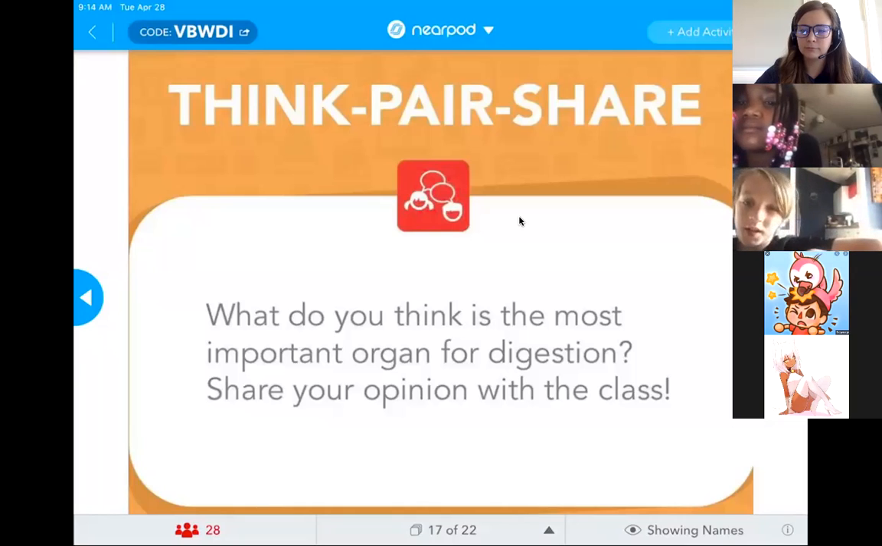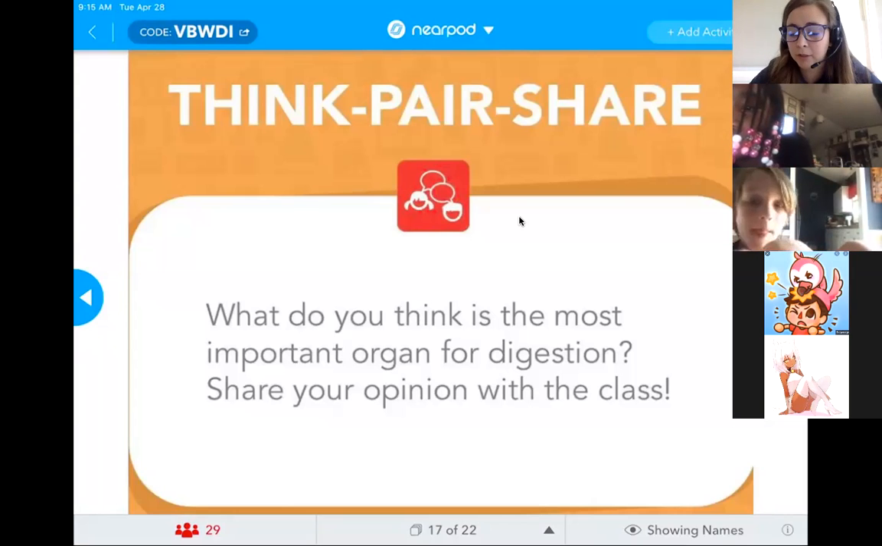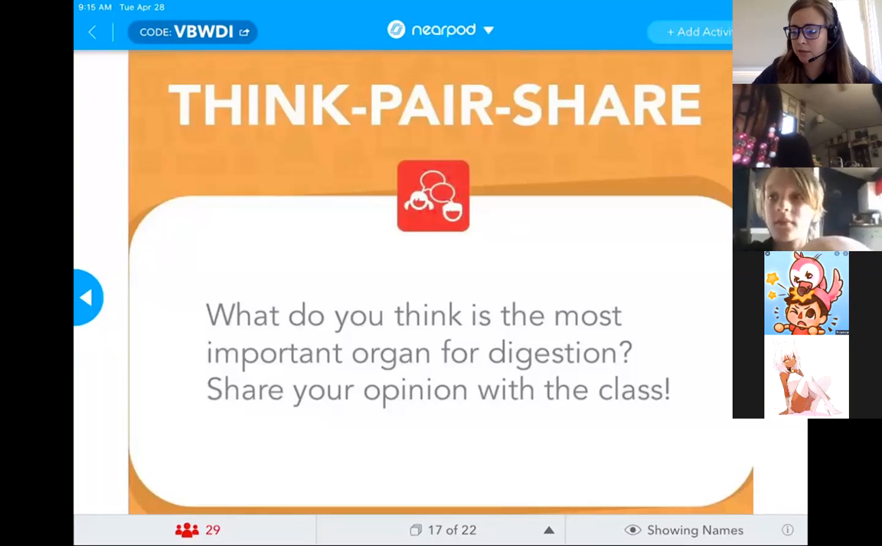The mouth, because it is what makes the food smaller chunks to go and fit down the throat. Okay, very good. So without the mouth breaking down the food and beginning that process, then our stomach really probably couldn't use the food. All right. I love that you gave an explanation for why you chose that. Kaylee Neiman.